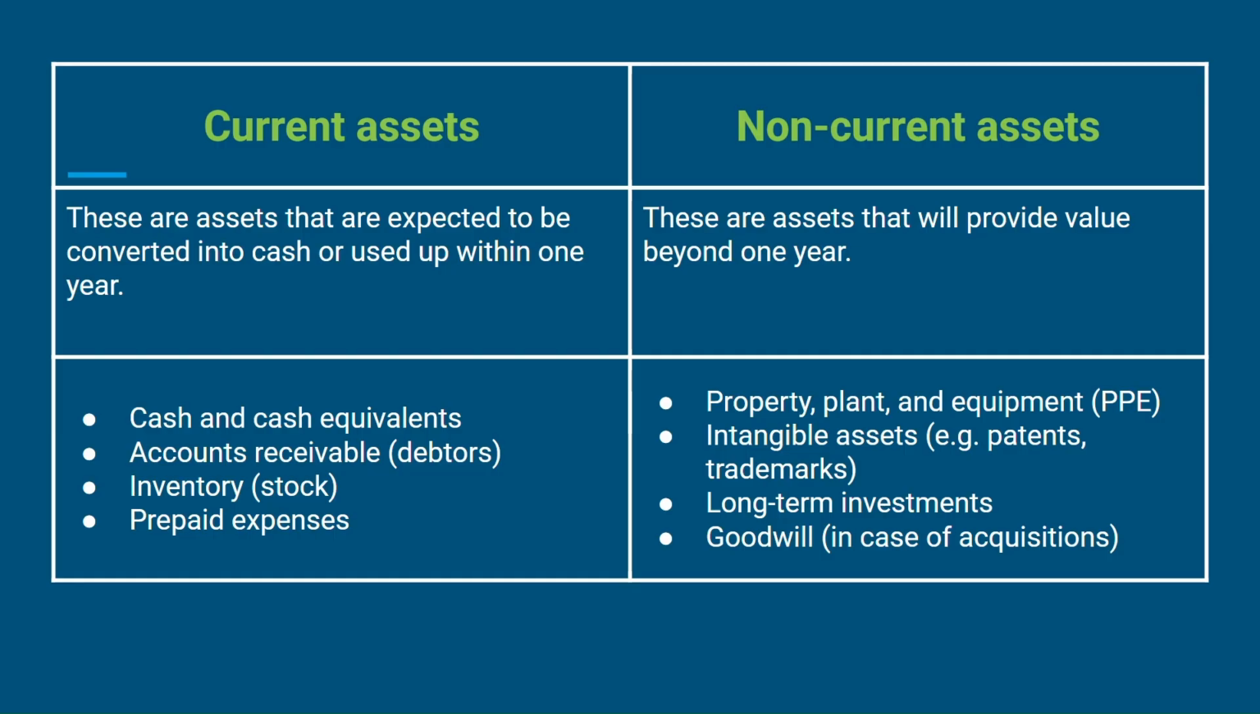Those things usually it's not that easy to see a value in the span of 1 year. And then intangible assets like patents and trademarks. Now, what are intangible assets? It's stuff that the business owns, or money that the business owns, that you cannot touch.